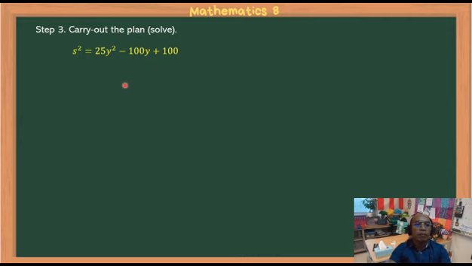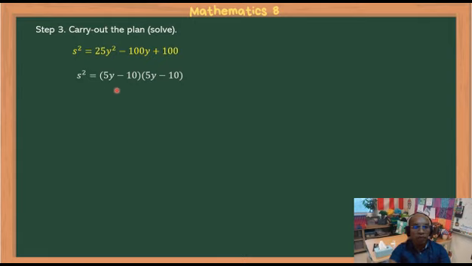In order to factor a perfect square trinomial, we will just get the square root of the first term, so that is 5y. And this would be the first factor of its binomial factors. So write 5y here. The square root of positive 100 is 10. So it's either positive 10 or negative 10. But since the coefficient of the middle term is negative 100, we will take negative 10 as the factor of positive 100, because negative 10 times negative 10 is also positive 100. So this is now the factored form of 25y squared minus 100y plus 100.